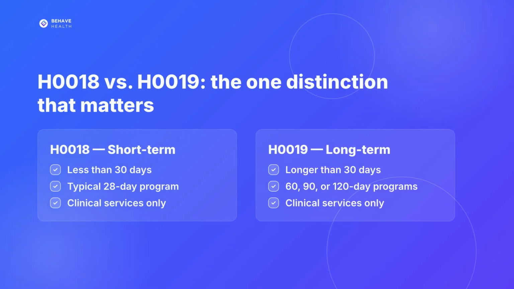The only difference between H0018 and H0019 is program length. That one variable drives the authorization. Short-term is under 30 days. Long-term is over 30 days. Both exclude room and board. Both require a residential setting.